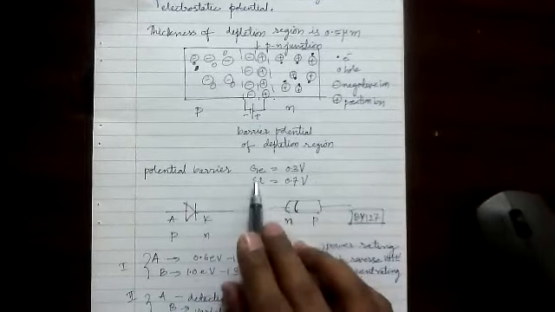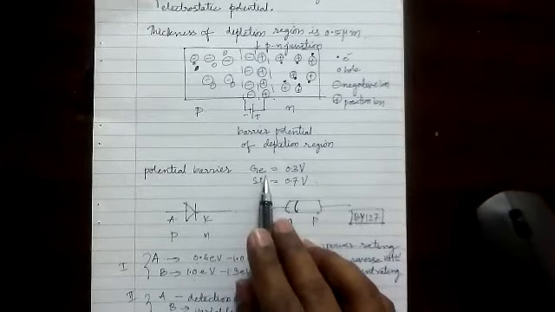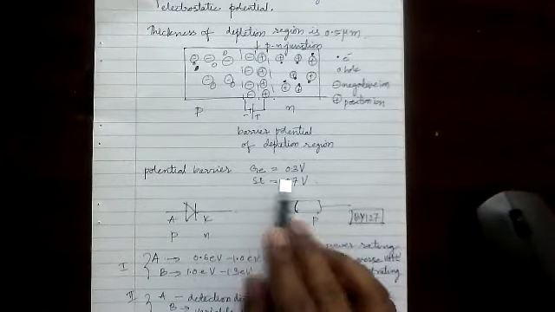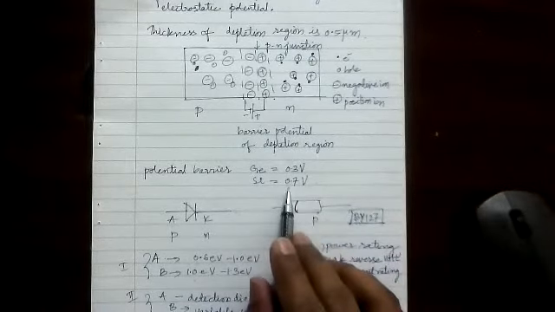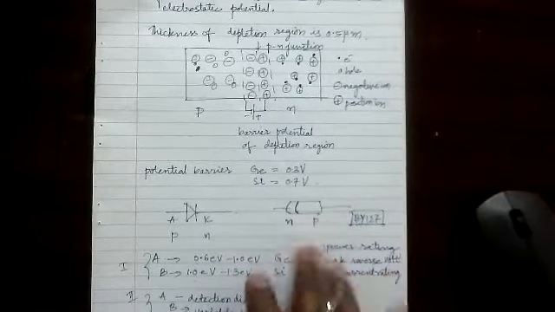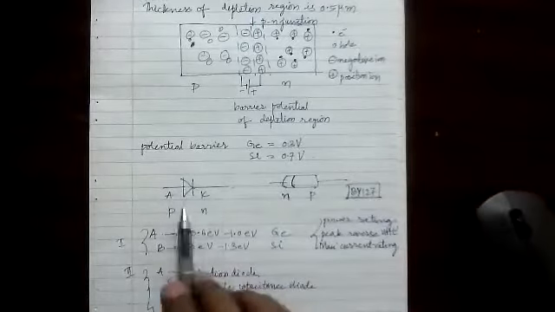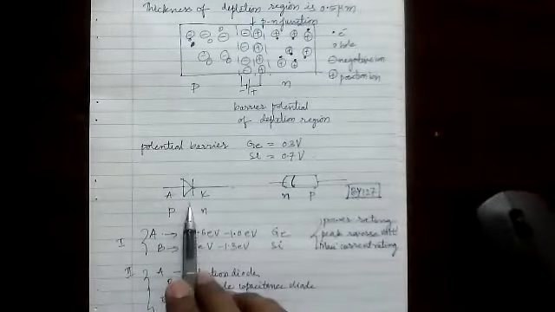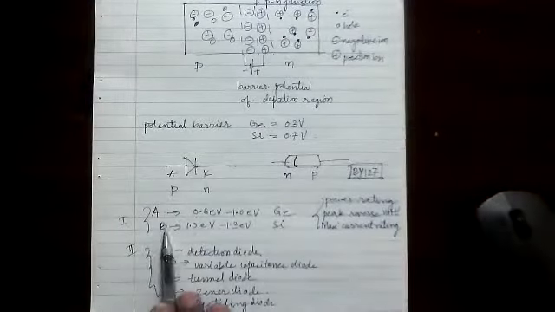Whereas barrier potential is, when you form a diode, then the potential barrier is 0.3 for germanium and 0.7 for silicon. So that means you should apply at least 0.7 here, and here you can apply 0.3, so that the junction starts working now. And this is the way of representation of a diode.